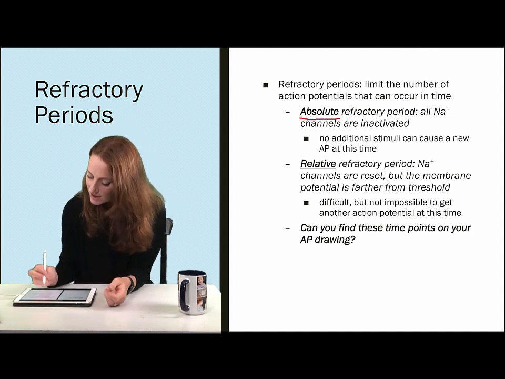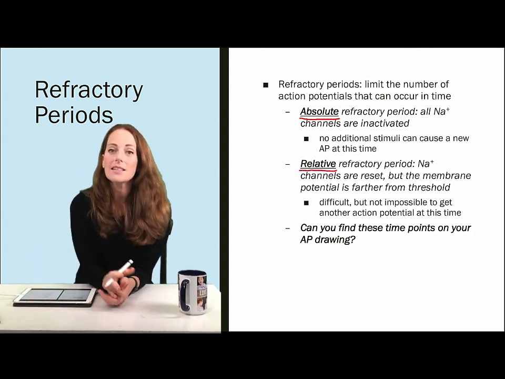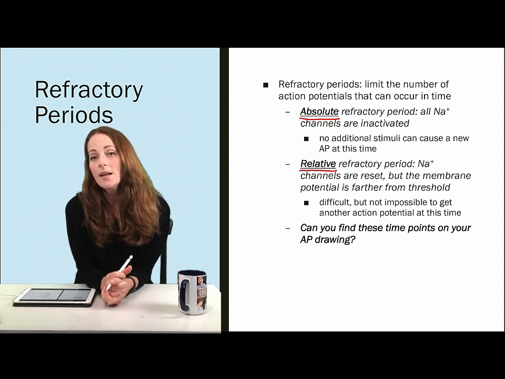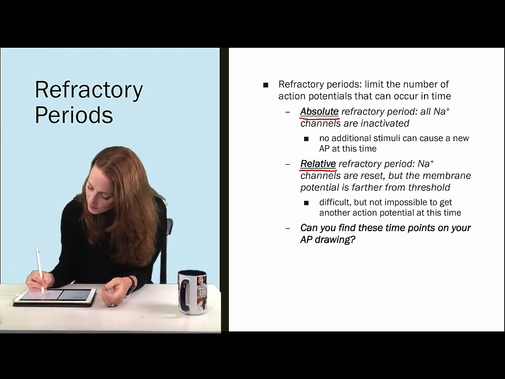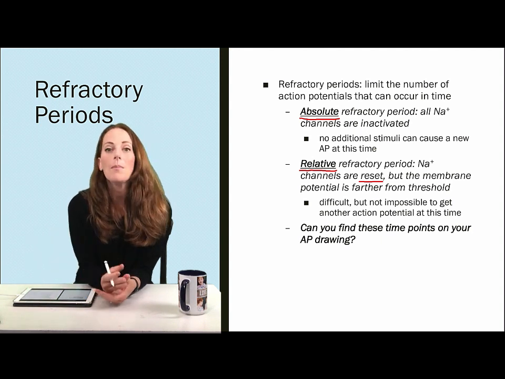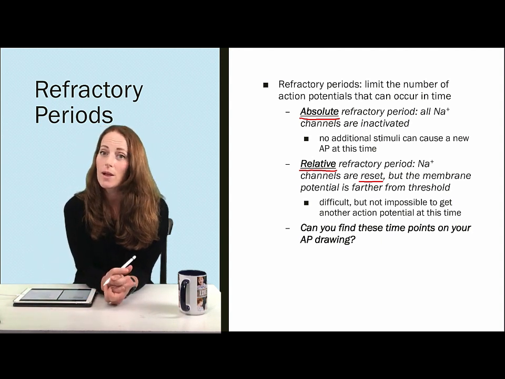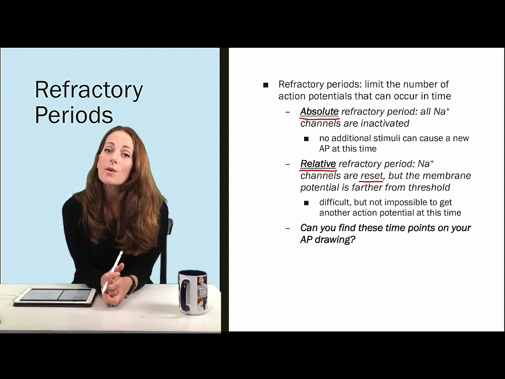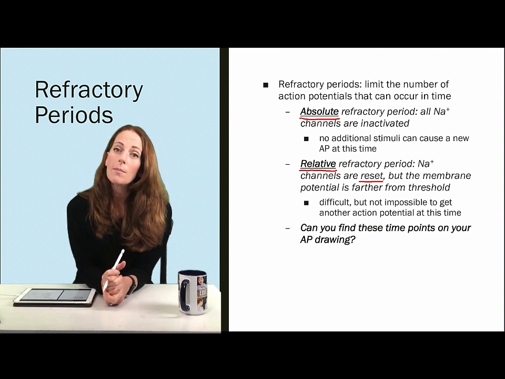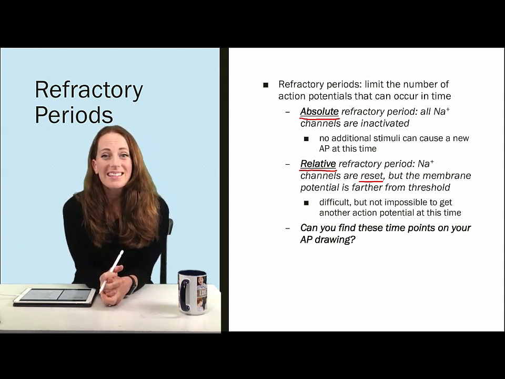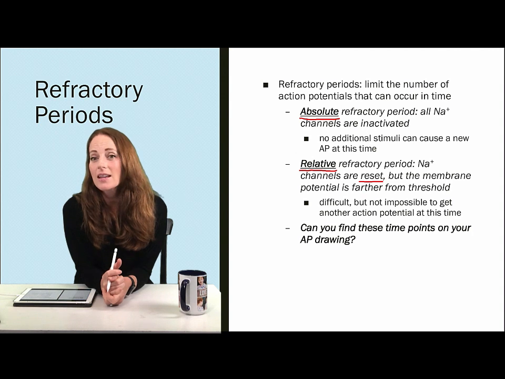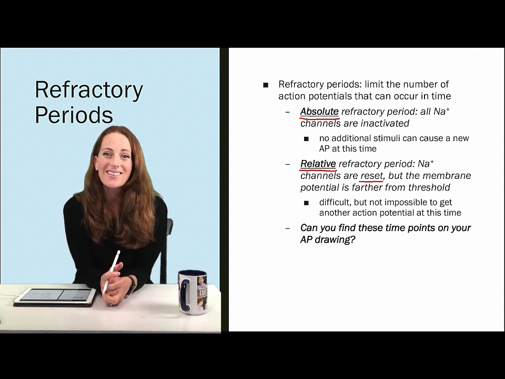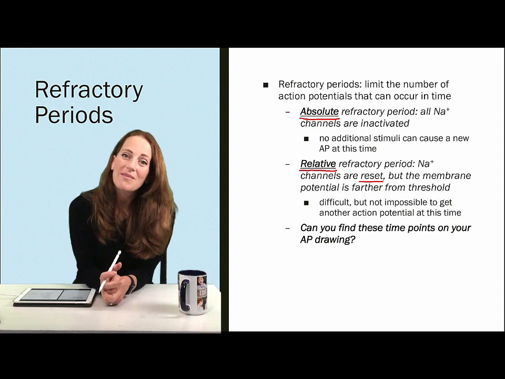The relative refractory period is a little bit different. It's a little bit later in the action potential. This is the point at which the sodium channels are reset, but the membrane potential is farther from threshold than it normally is at rest. This is basically, you could get an action potential, but it's more difficult relative to if the neuron was at rest. So take a look at your action potential drawing. Can you find these time points on your drawing? Let's take a look at mine, see if we can find them there.